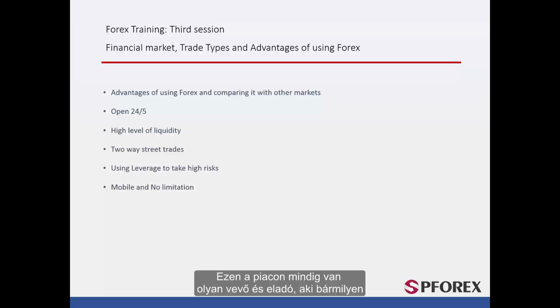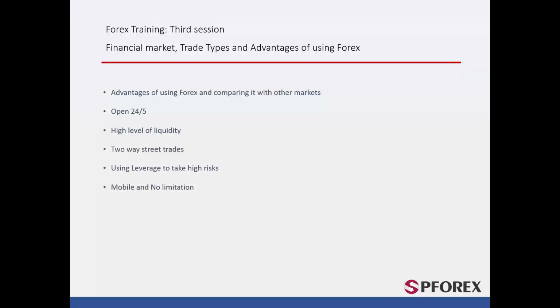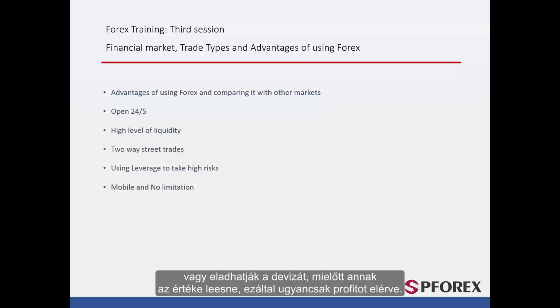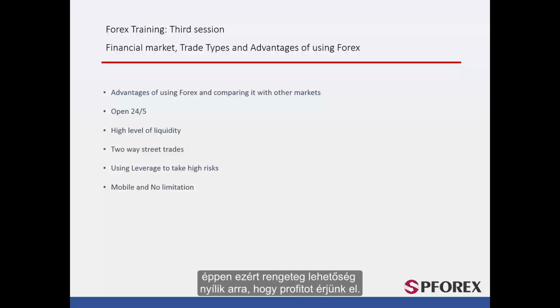The second benefit is that the Forex market also enjoys the highest level of liquidity. There are always buyers and sellers in this market who make trades of any amount at any time. Trades are made in two ways in Forex. Traders can buy currency before its value rises, thus making profit, or sell currency before it drops, again deriving profit. This is an advantage that other markets do not offer. Therefore, there are many opportunities to make profit.